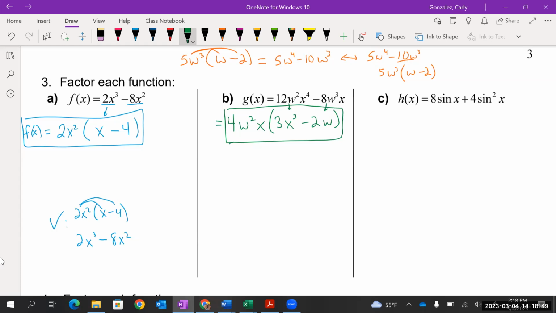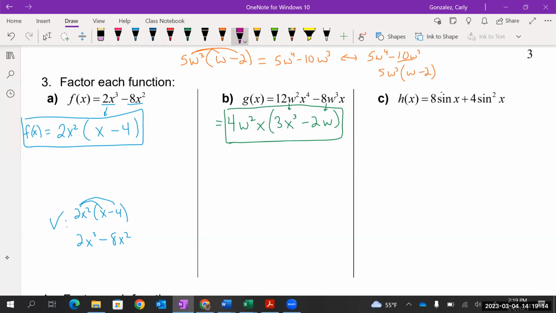Okay, last type of factoring out the GCF. Let's see what it looks like with trig functions. So if we have h of x equals 8 sine x plus 4 sine squared x, how are we going to factor this? Now this is a little trickier. Now we have to be very careful.